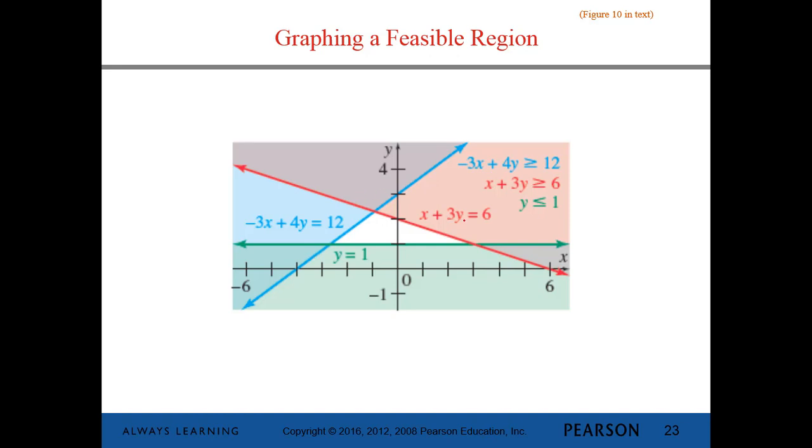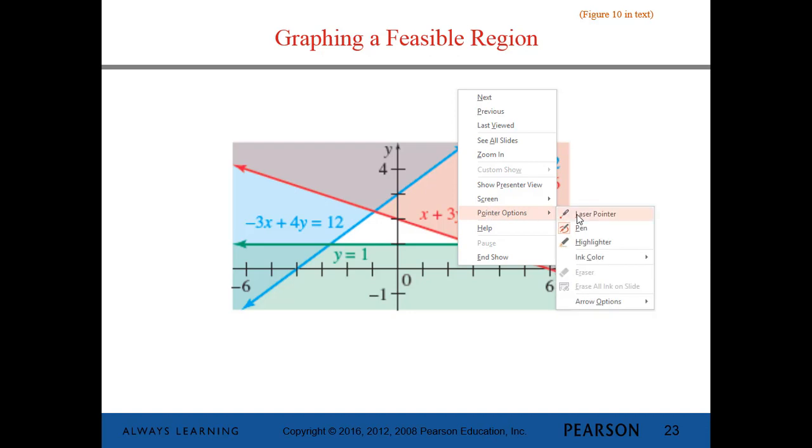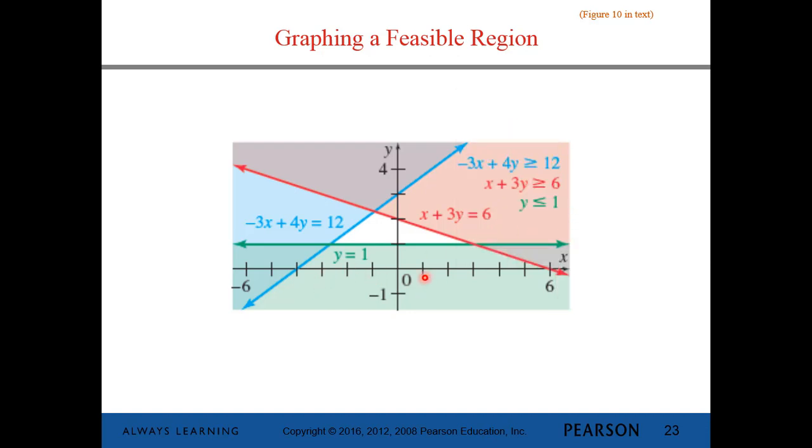This region here, so here's this line, and this shaded region represents all of the points that satisfy this linear inequality. And then we look at this line here, y equals 1, so that's the horizontal line. We want everything below this line, so that means this region here. Okay, so we're talking about this region here.